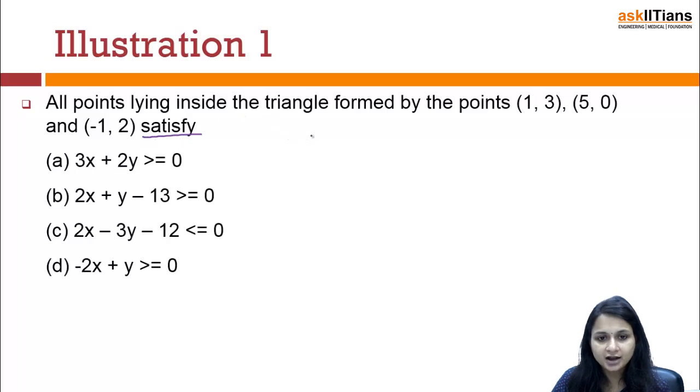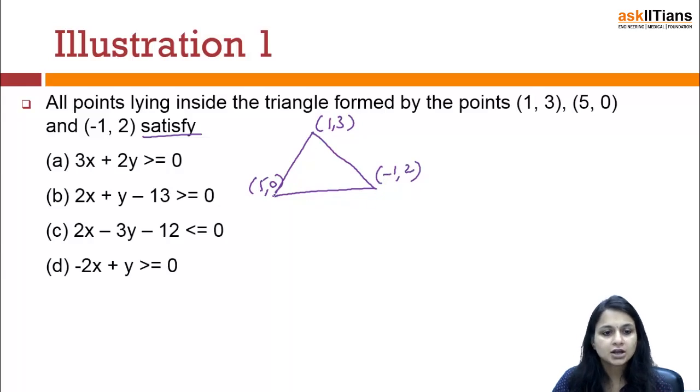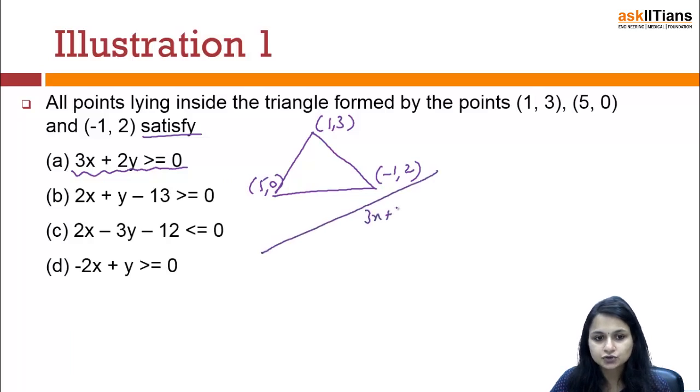Now, if I understand it in this way, suppose this is my triangle, which is joined by the points (1, 3), (5, 0) and (-1, 2). Now, suppose this is the line 3x + 2y ≥ 0. So it may be the region above or below. Now, I want all the points inside the triangle to satisfy it. What does it mean?